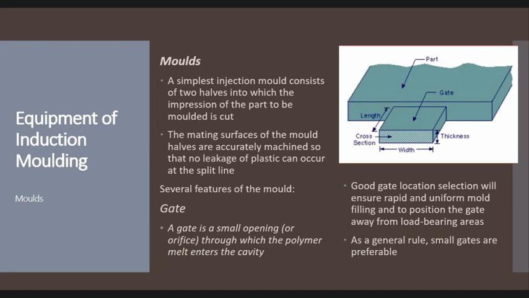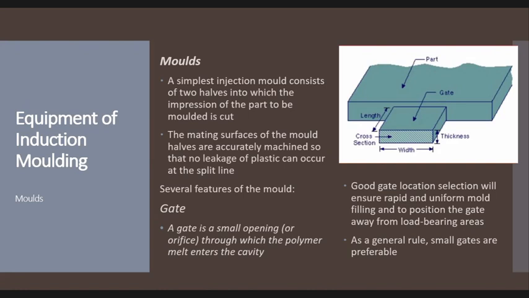So a mold is a simple injection mold that consists of two halves into which the impression of the part to be molded is cut. The mating surfaces of the mold halves are accurately machined so that no leakage of plastic can occur at the parting line. A gate is a small opening through which the polymer melt enters the cavity. Good gate location selection will ensure rapid and uniform mold filling, and the gate should be positioned away from load bearing areas. As a general rule, small gates are preferable.